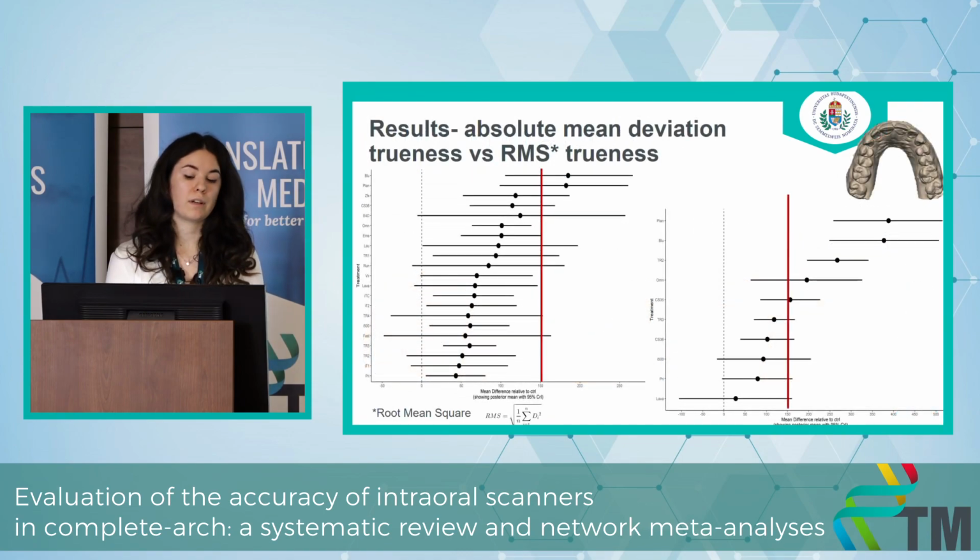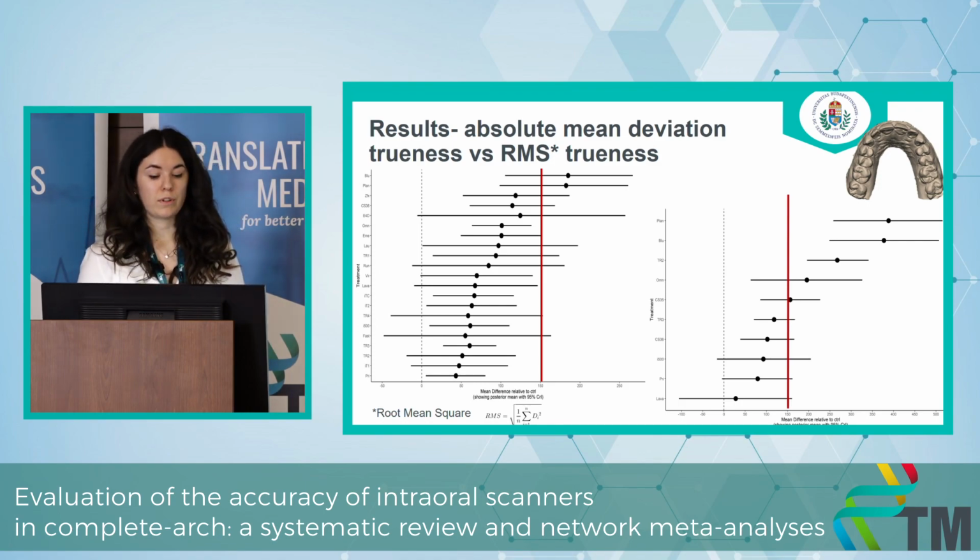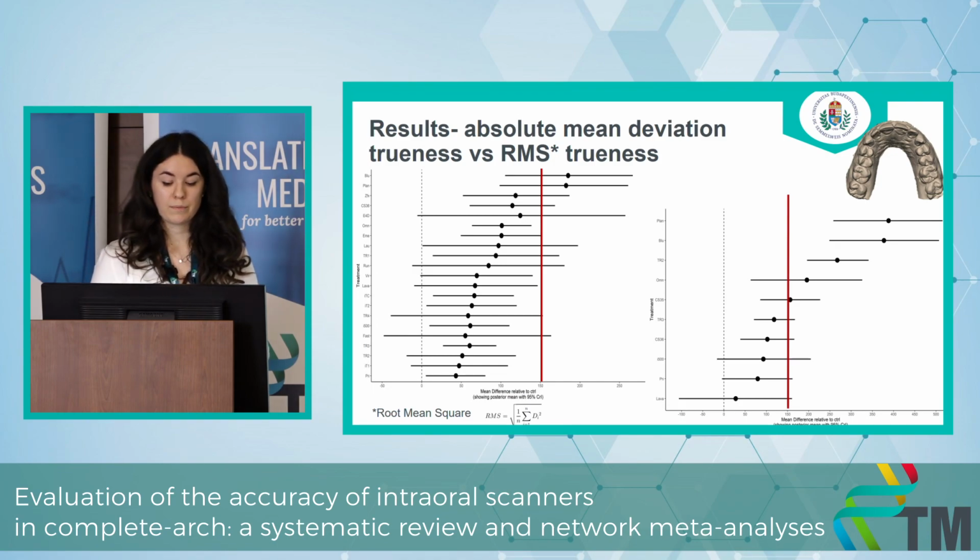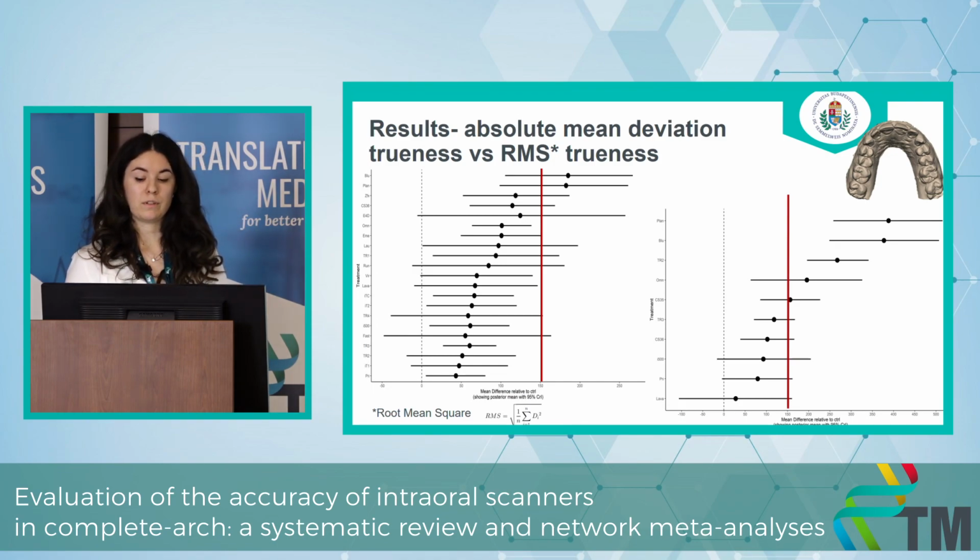In the results part, you can see that there are many ways to express accuracy, and one of them is absolute mean deviation. Here we can see a trueness plot of the different devices, and also the root mean square calculation, which is a little bit different expression of trueness, and with the help of these 2 outcomes, we can express the difference between the intraoral scanners, as you can see in the plot.